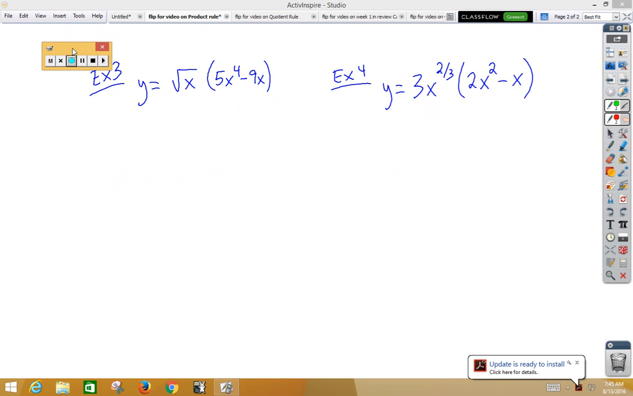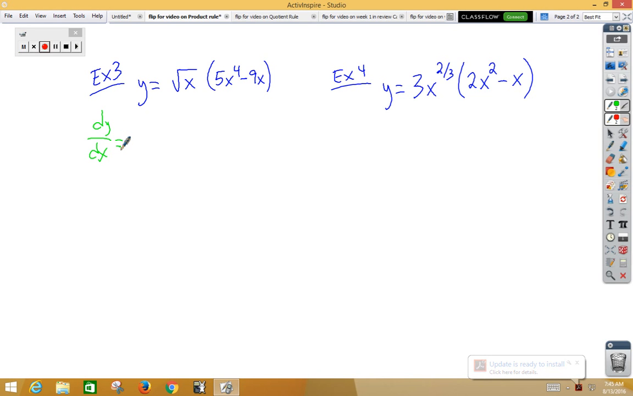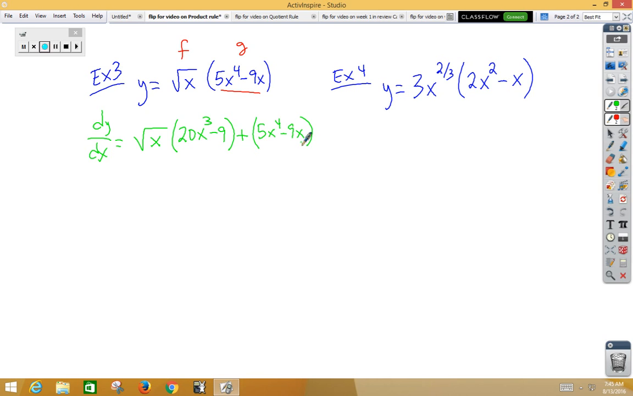A third example, we can go dy dx is equal to, now the square root function is our first function, the binomial is our second function, so we're going to go first times the derivative of the second, which would be 20x cubed minus 9, plus the second function, 5x to the fourth minus 9x, times the derivative of the first, and remember we have that one memorized as 1 over 2 root x.